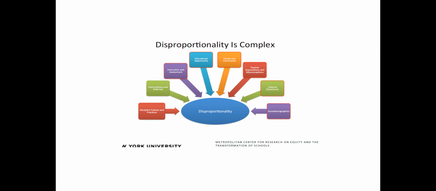And then lastly, sociodemographic. So when I talk about different groups of students and where they live or the languages they speak, how all of those things, when coupled together, lend themselves to bias, privileges, and power that lead to ultimate disproportionality.